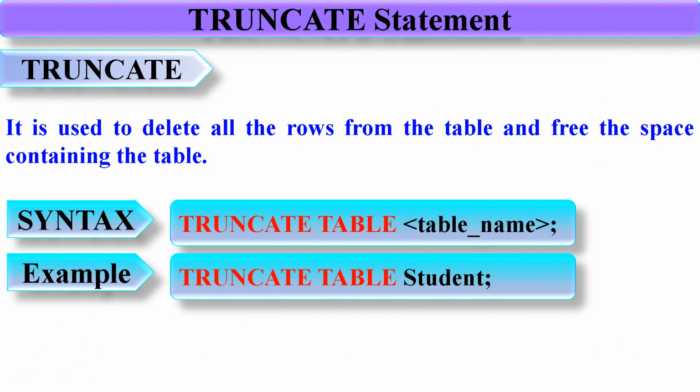Let's learn about the truncate statement. Truncate statement is used to delete all the rows from the table and free the space containing the table. The syntax is truncate table underscore name semicolon. Example, truncate table student semicolon.